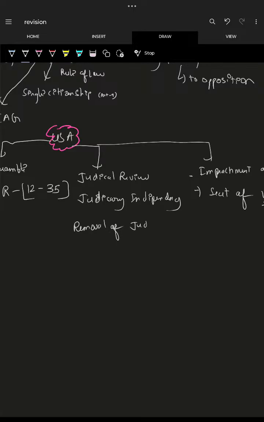Of judges of High Court and Supreme Court. One, two, four, one, two, one, eight.